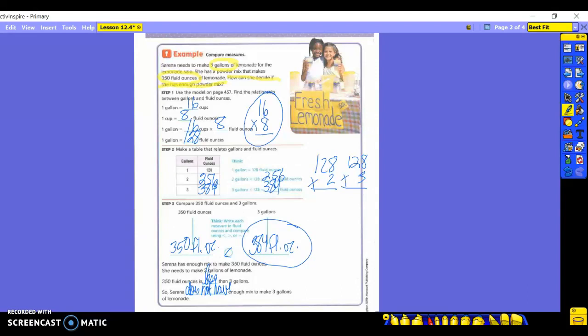Does everybody know what we did and in what order we did this? We went from gallons to cups, and then from cups to fluid ounces to find out what it was for 1 gallon. Then we went through the chart and we got to do the 3 gallons. Once we had that, we just compared them to know whether she had enough. So it seems like a lot of work. It's not as bad as I think it looks. They just spread it out into each part. Okay? Go ahead and turn.